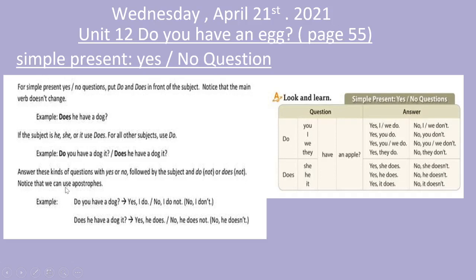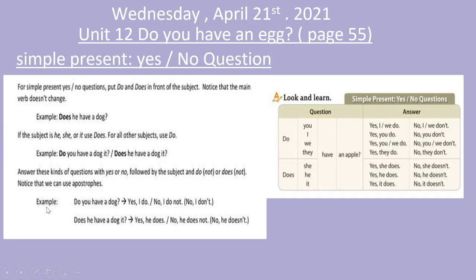Note that we can use apostrophes. What does apostrophes mean? It means you can use it to make the answer a short answer, a short form that you can write down, right? And in this question form of present simple, you can write in two ways. One is short form and one is full form, right? That you can see in here.